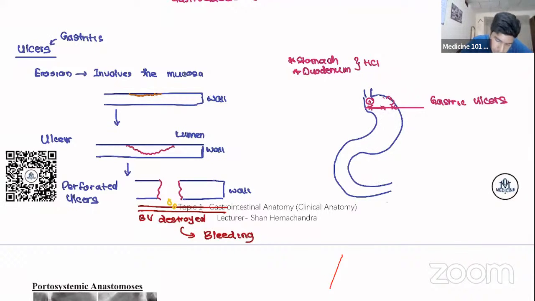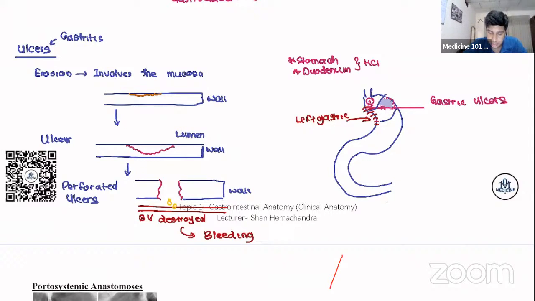So which artery is most likely to be damaged? Left gastric. Can someone tell me why it's not the right gastric? Just think. This needs some background knowledge. Why is it the left gastric? Where do you think the parietal cells are found? The parietal cells are found in this region. So it is the left gastric artery which is most likely going to be damaged because of an ulcer.